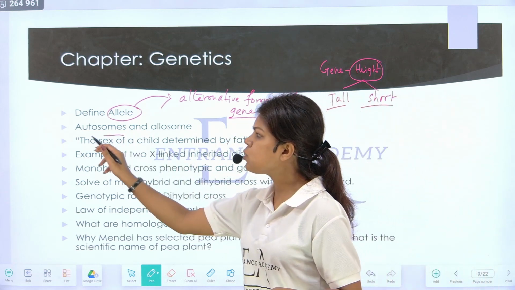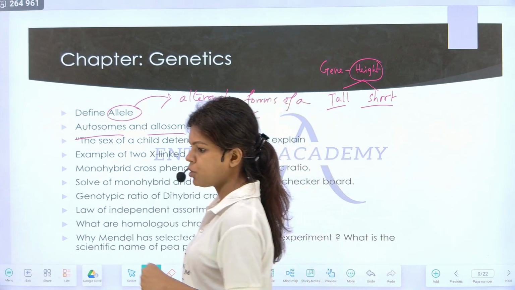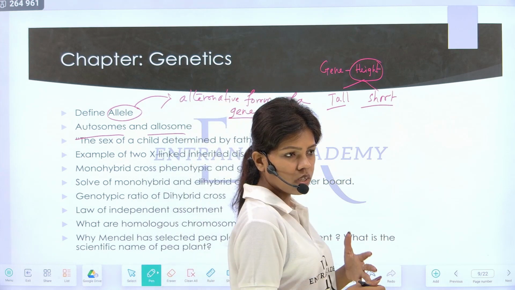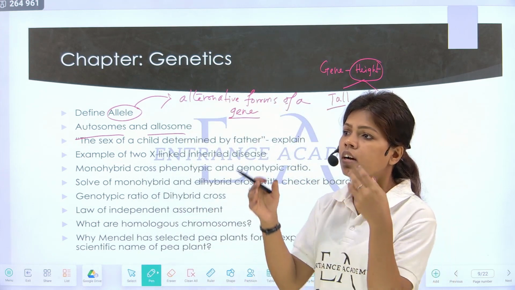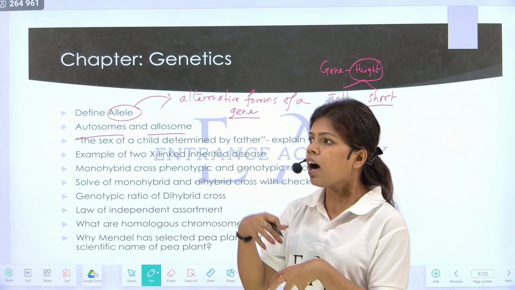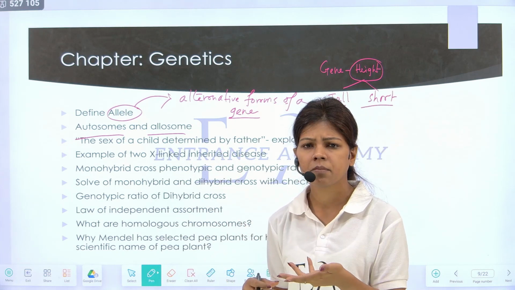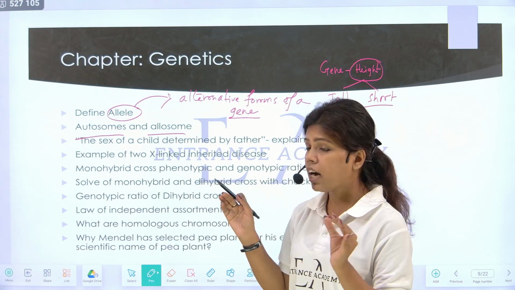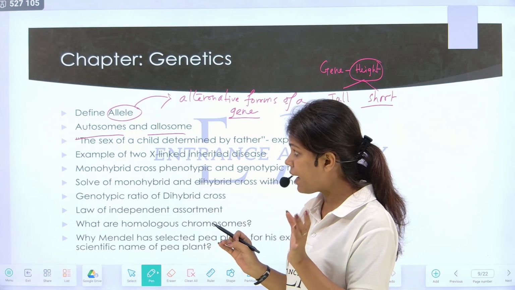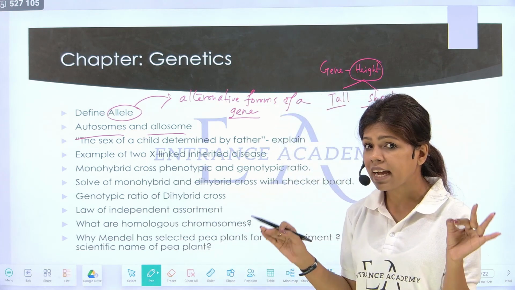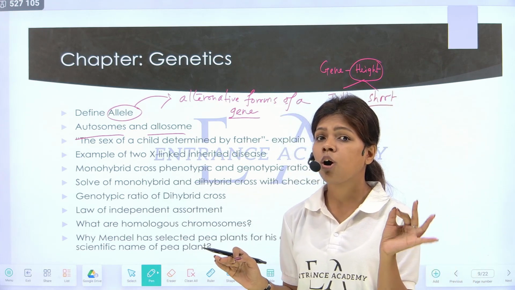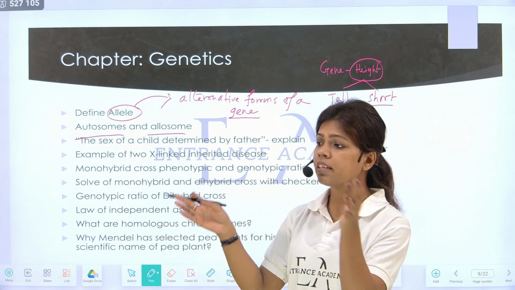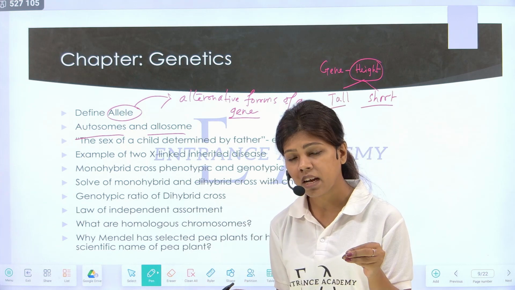Next, what are autosomes and allosomes? Another important question. Inside our body cell there are two types of chromosomes. Some chromosomes are responsible for carrying the somatic character, that is how our height will be, how our skin color will be, how our hair texture will be. The somatic character bearing chromosomes are known as autosomes, whereas allosomes are the chromosomes that determine our sex. That means based on allosome, it is determined whether an individual is a male or a female.